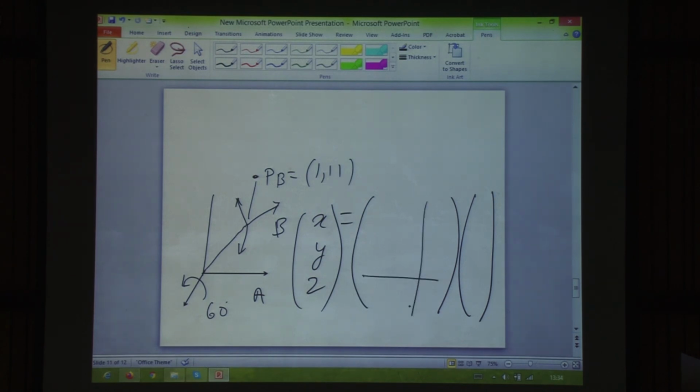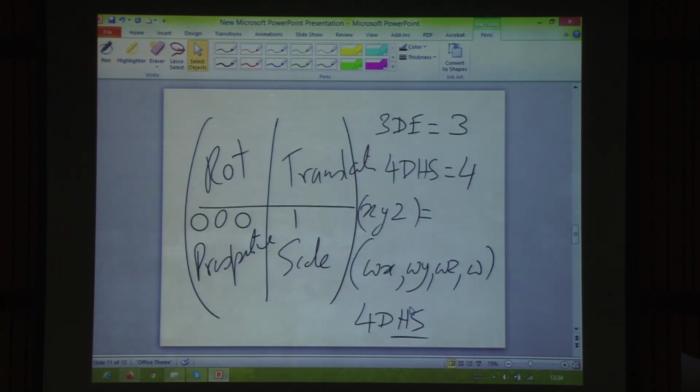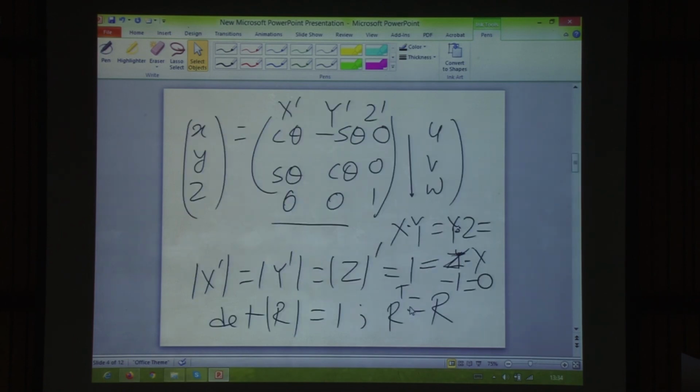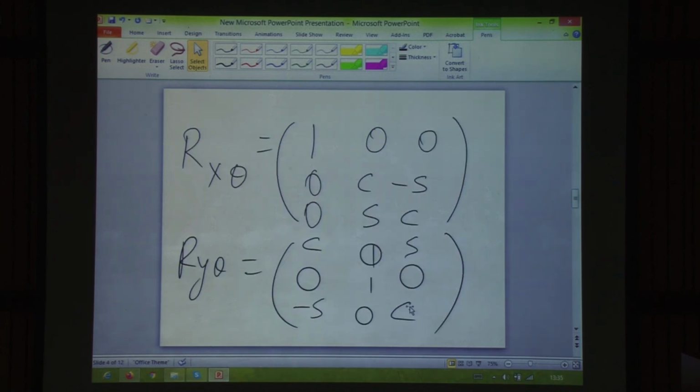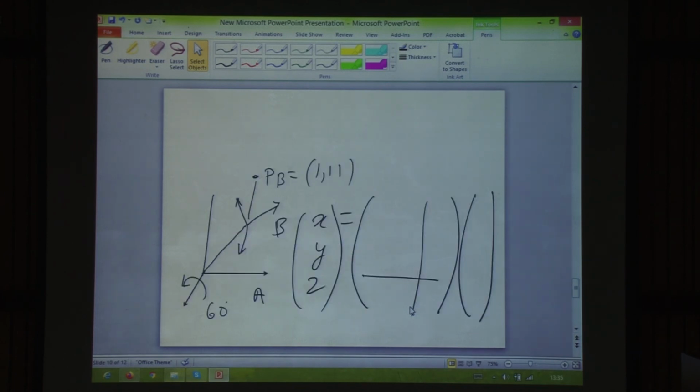It is said that frame B is rotated by 60 degrees about z. So, you know what the rotation matrix is. It will be this matrix only, cos minus sin, sin cos, this is the rotation about z. So, it is cos 60, minus sin 60, 0; sin 60, cos 60, 0; and 0, 0, 1. So, this part is clear. This is the rotation matrix.